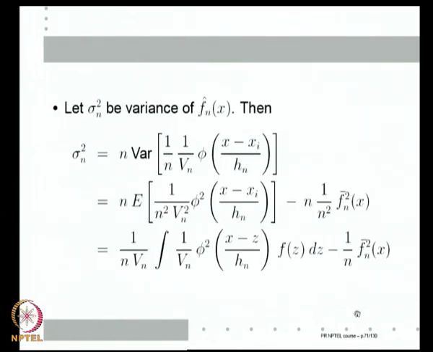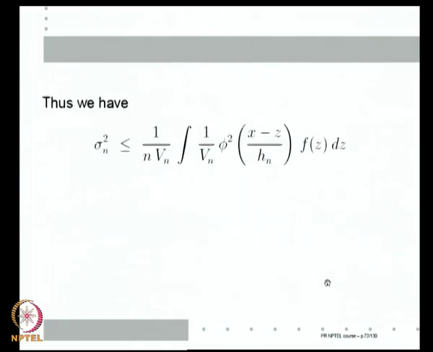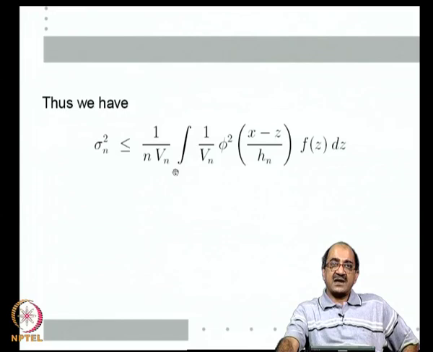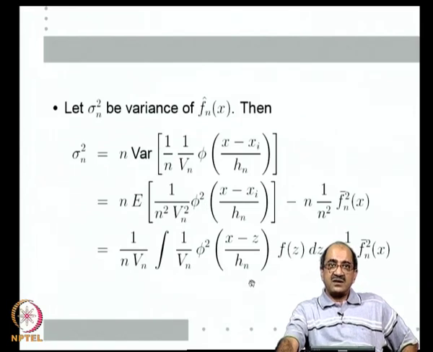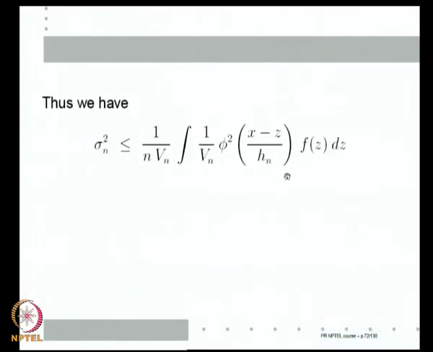Now, given this, as I said, sigma square n is this minus this, and this is always a positive term. So, if I drop this, I can write sigma square n is less than or equal to 1 by (n v n) times the integral of (1 by v n) phi square of (x minus z by h n) into f of z dz. The same thing, the first term alone. The reason for writing it like this is that (1 by v n) phi of (x minus z by h n) f of z dz is something we already know, that is f bar n. Okay.